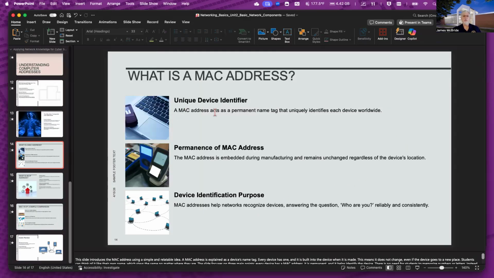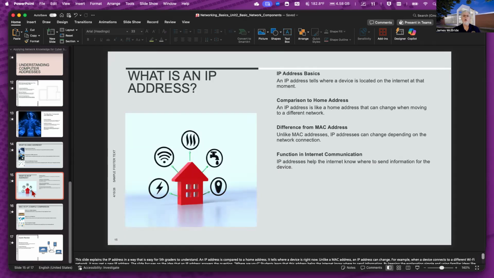See, this MAC address is a permanent name, and it's part of every single device. The MAC address is embedded during the manufacturing, and it does not change ever. So that's the problem. We cannot give you the location because how can we identify that in the MAC address? The MAC addresses help networks recognize devices. Who are you? This is where the switch comes in. So the switch is using all these MAC addresses. It figures out who's who, and it sends the data back and forth, which is great.